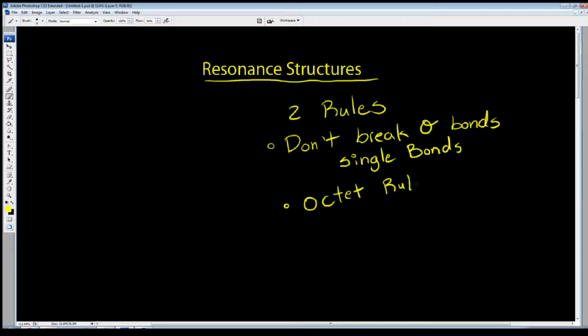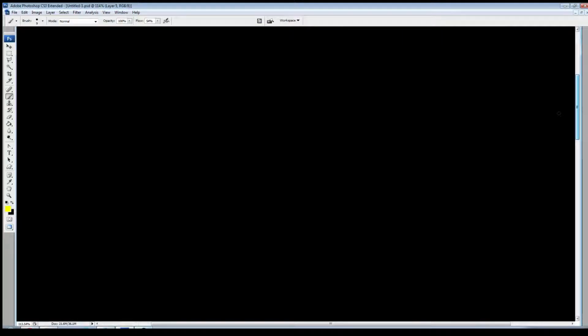Octet rule. So for those of you that can't remember Chem 1 or Chem 2, the octet rule basically says that every atom wants to have a full outer shell. So like in this case, oxygen generally has only 6 electrons. So because oxygen wants to have a full valence shell, it's going to grab two electrons from another atom in order to have 8 electrons. So remember that 8 electrons is what every atom wants, or at least for this course anyway.